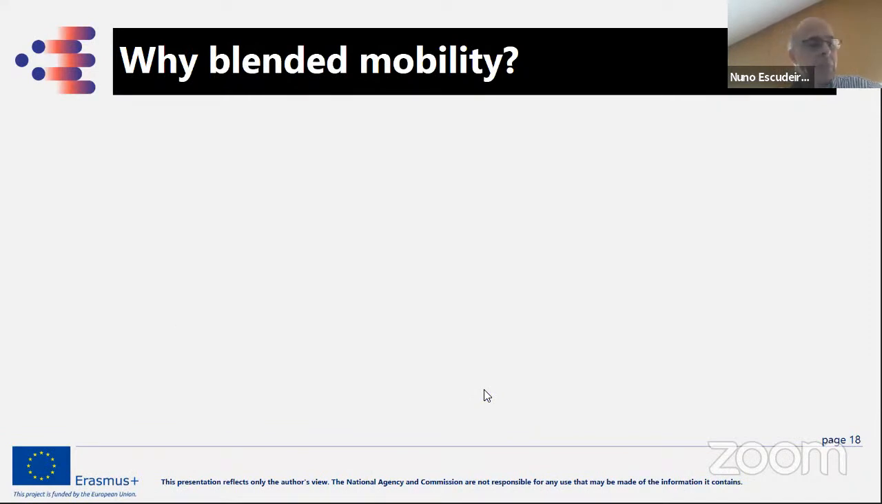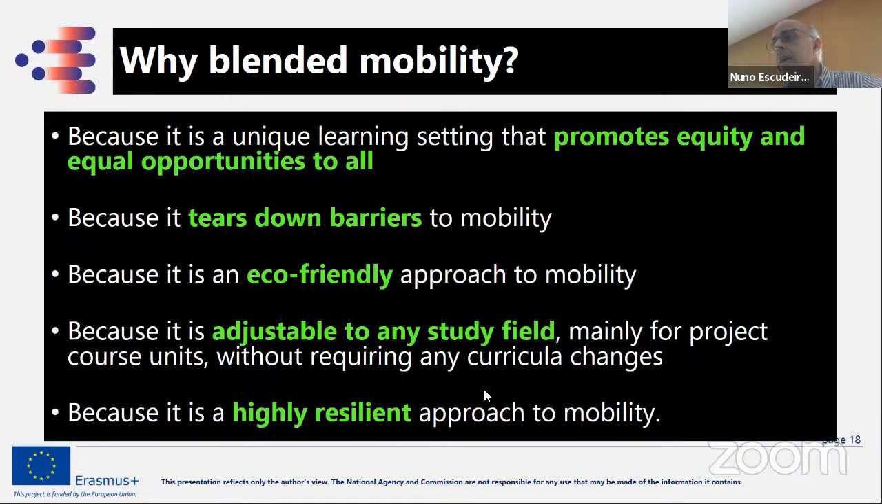So, reaching this point, I think we can now stress the main reasons why we have been fighting for this for the last 12 years and are very eager to continue. In fact, we are already organizing a meeting in early September to start discussing the next edition of the course. And I believe these are the main reasons why we are still working on this and are very enthusiastic about it. This is really a unique learning setting to promote equal opportunities for our students.